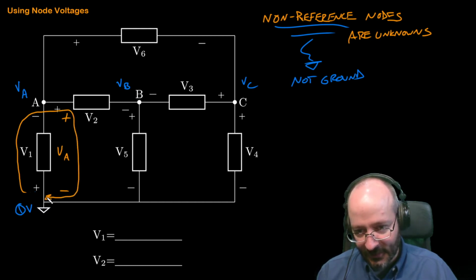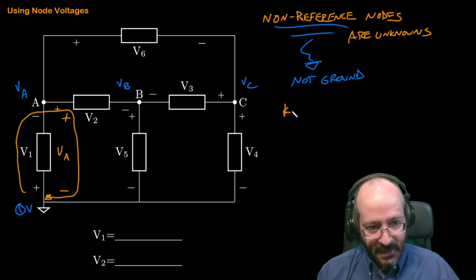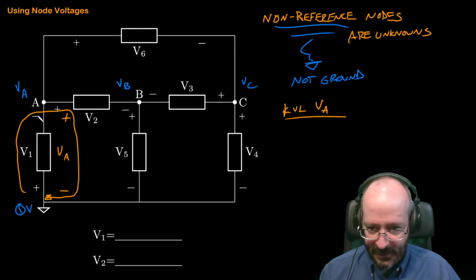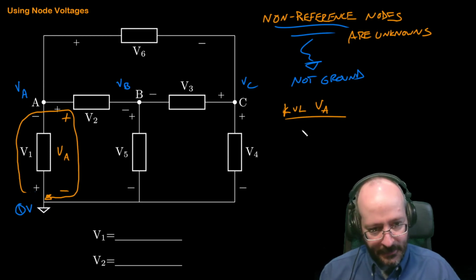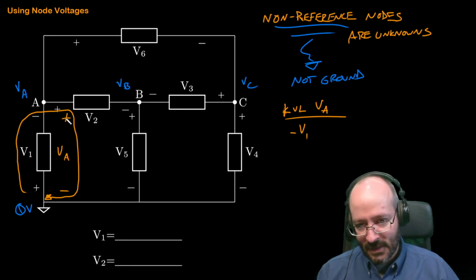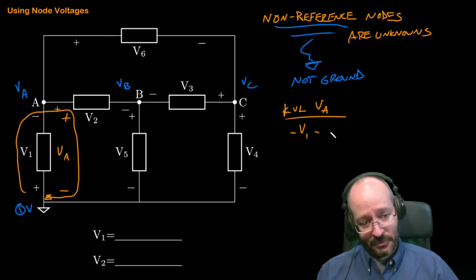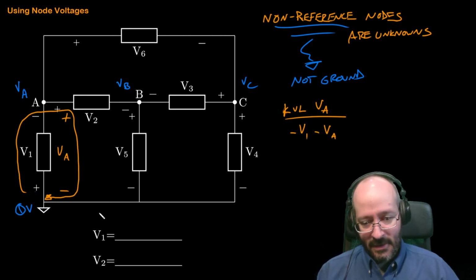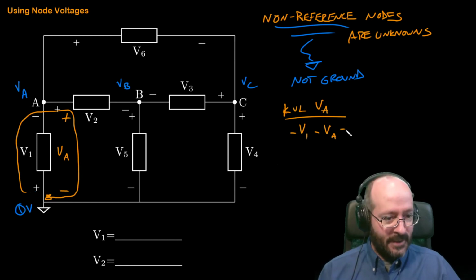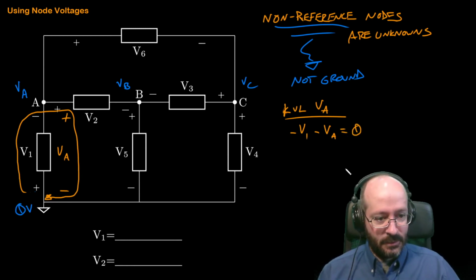Okay, so it is a KVL. So this is my KVL for VA. And I'm going to go, well, this one's plus and that one's minus, so I'm going to drop across V1. Okay, and then here I'm moving from plus to minus again, so I'm going to drop across VA, and I'm back to where I started. Like the simplest KVL you could ever write. And that's equal to 0.